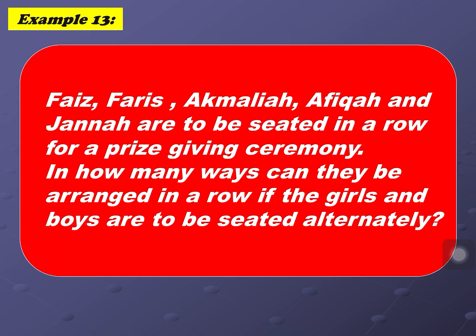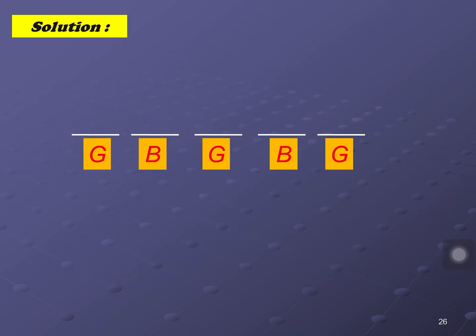Example 13. Faiz, Faris, Akmalia, Afika and Jannah are to be seated in a row for a prize giving ceremony. We are still in permutation, okay? In how many ways can they be arranged in a row if the girls and boys are to be seated alternately? So we have 1, 2, 3, 4 and 5.